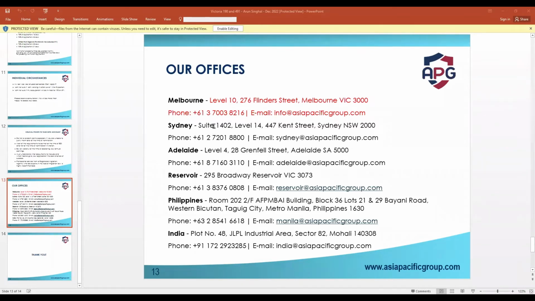We live in Victoria, but not in Reservoir, and don't have a related job in Victoria. Can we apply? If you're living in Victoria, yes, you can apply for 190, but you can't apply for 491. For 491, you must be living in regional Victoria, and it is a must that you are working in a skill level 1, 2, or 3 job.